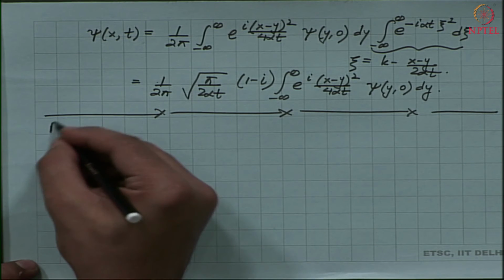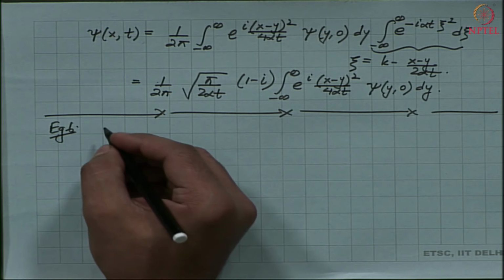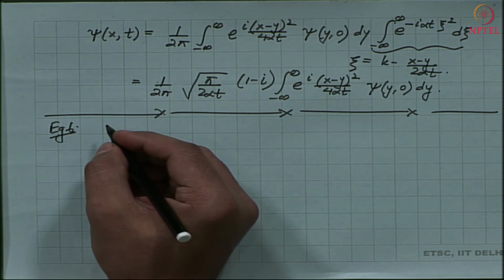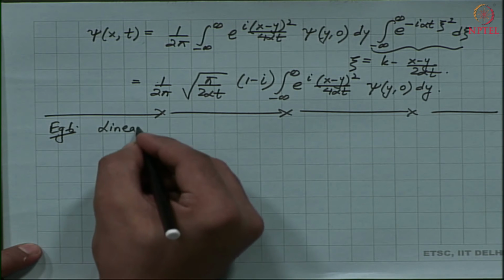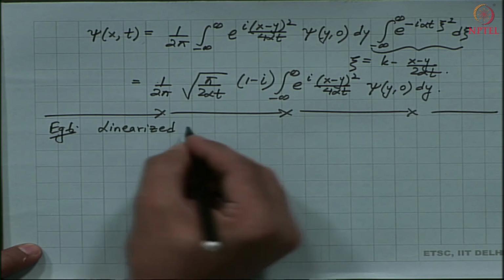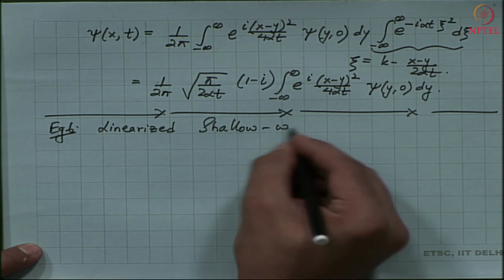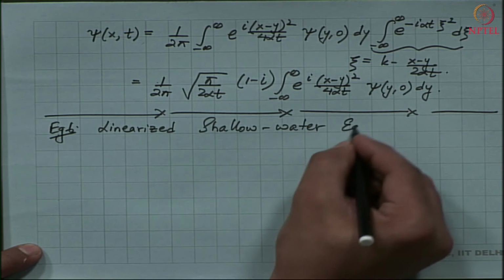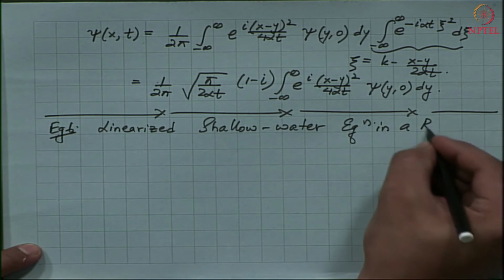Okay, then I am going to talk about another short example, that is on the case scenario of the linearized shallow water equation. So, specially found in rotating ocean currents.